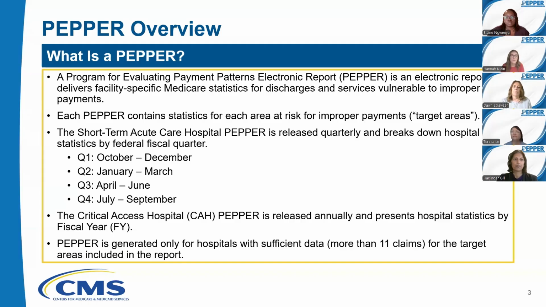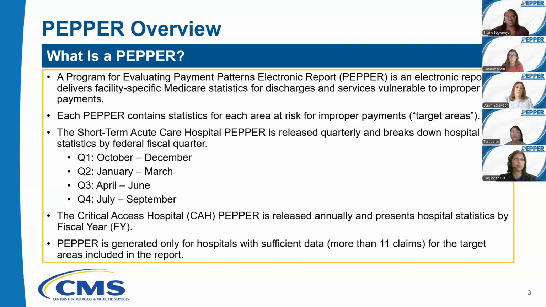So today we'll start with a brief overview of what a Program for Evaluating Payment Patterns Electronic Report, otherwise known as a PEPPER, is. A PEPPER is an electronic report that displays statistics on Medicare payments for discharges and services that are considered vulnerable to improper payments. PEPPER displays the data for these areas of vulnerability, which we call target areas.